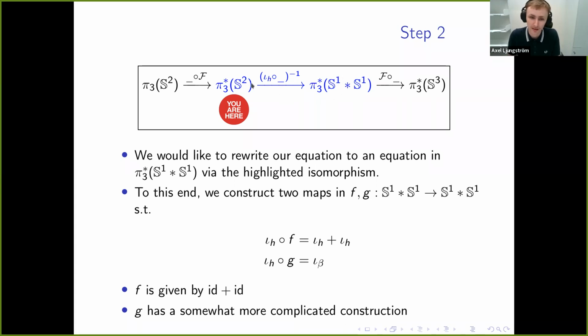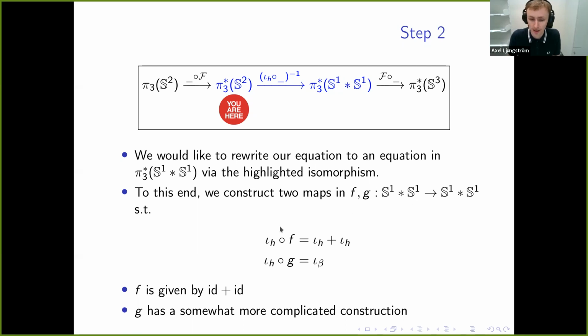However, the map from here into here is very nice. It's just composition with the Hopf map. So what we're going to do is try to construct two candidates over here and show that if you compose them with the Hopf map, you get the left-hand side and the right-hand side of our original equation.